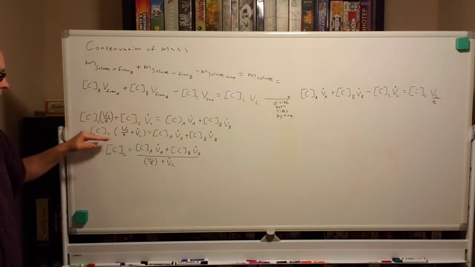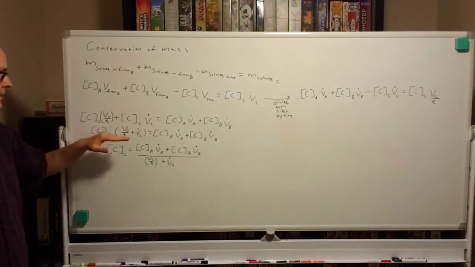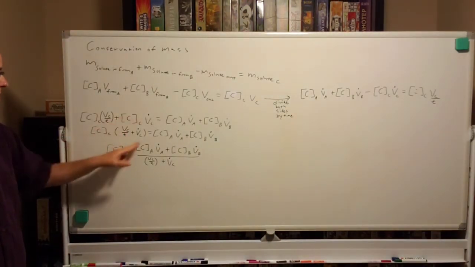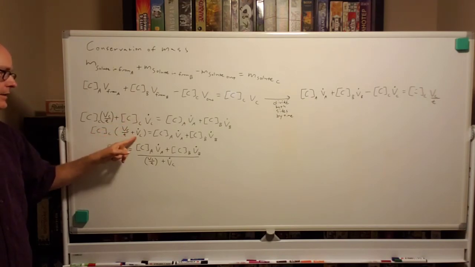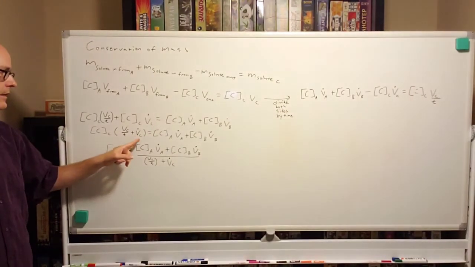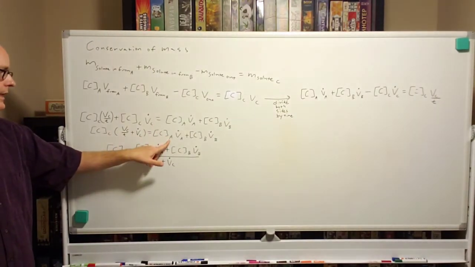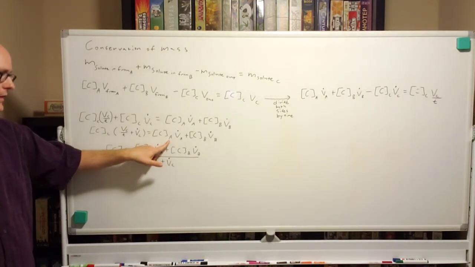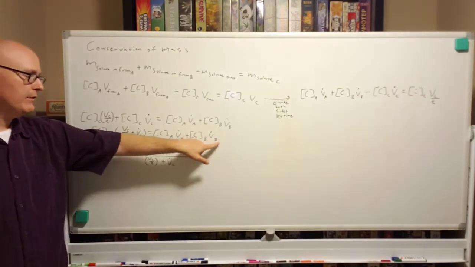Now I can group and I can say that the concentration of C multiplied by the summation of the accumulation rate plus the leak rate must equal the concentration of A multiplied by the volumetric flow rate of A plus the concentration of B multiplied by the volumetric flow rate of B.